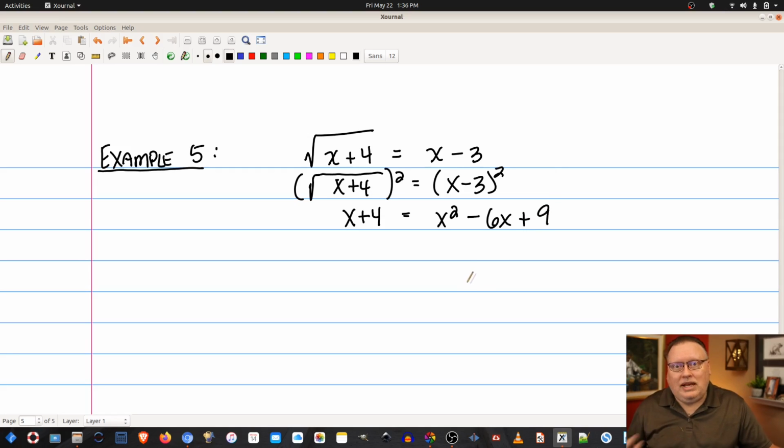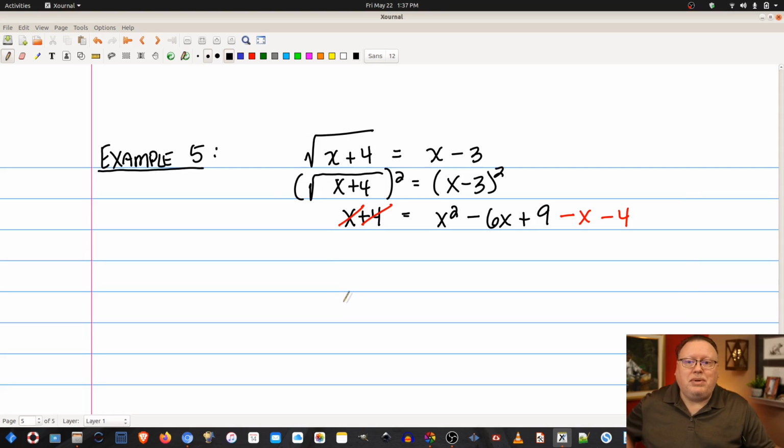Now I want to get everything to one side of the equation. Why? Because when you solve a quadratic, you need to get everything equal to 0. Okay? So what we're going to do is subtract x from both sides, and subtract 4 from both sides. And to save rewriting, I'm just going to transpose the terms, which means I'm going to move them across the equal sign and change the sign. So this x becomes a negative x on the other side of the equation. This plus 4 becomes a minus 4 on the other side of the equation.